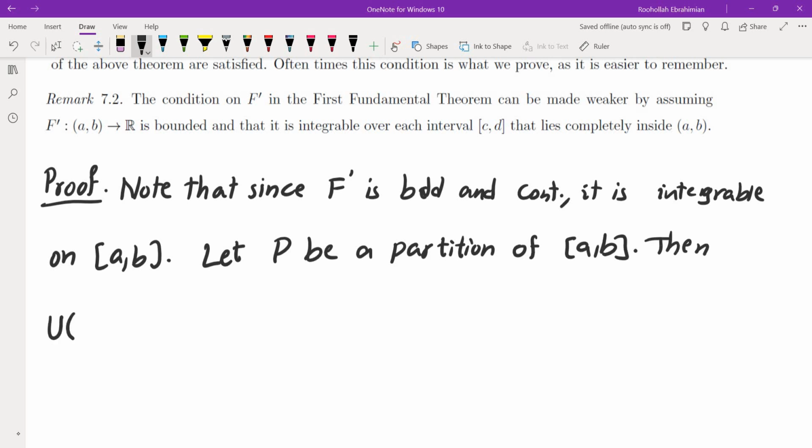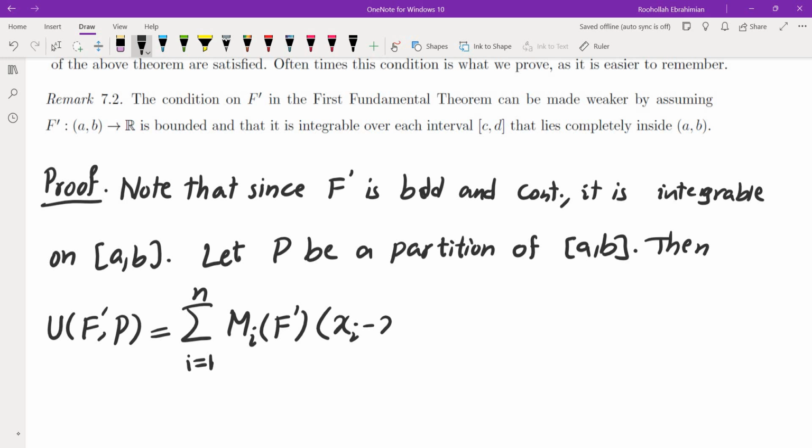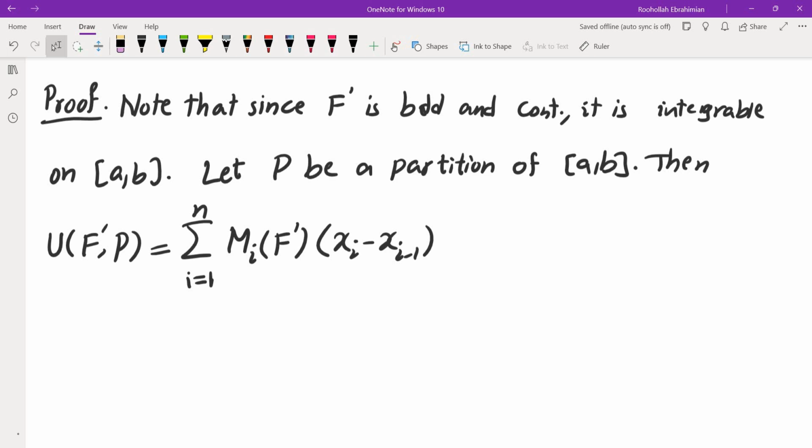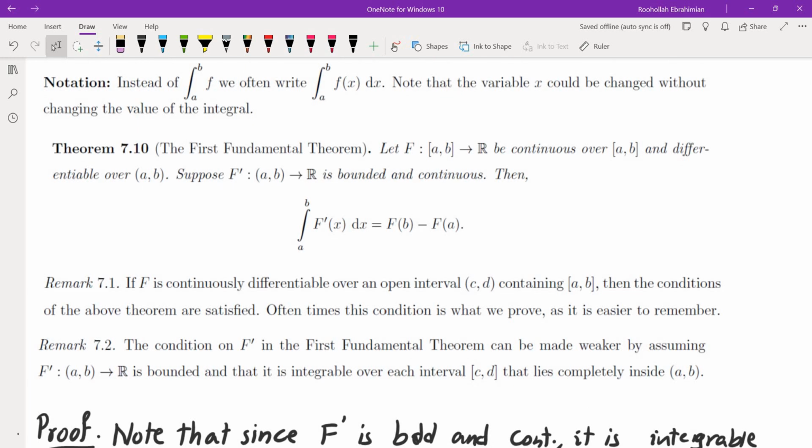Then the upper sum of f prime with respect to P becomes the sum of Mi of f prime multiplied by xi minus xi minus 1, for i equals 1 to n. So that's the supremum of f prime over the interval from xi minus 1 to xi, times this. Now, if you look at the supremum, the supremum is not necessarily a functional value. However, in this case, because it's a continuous function, it is a functional value.